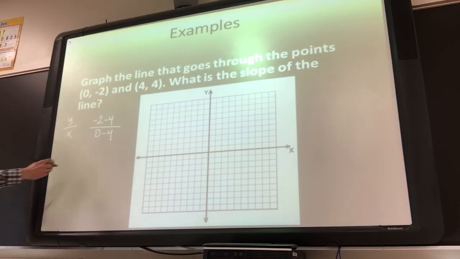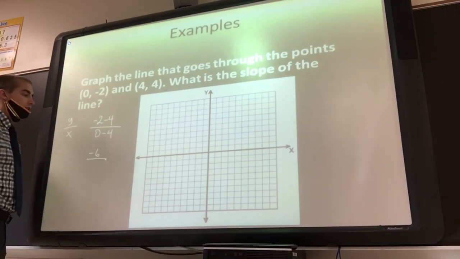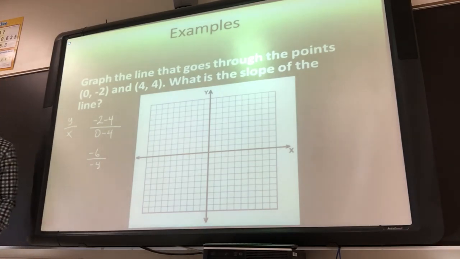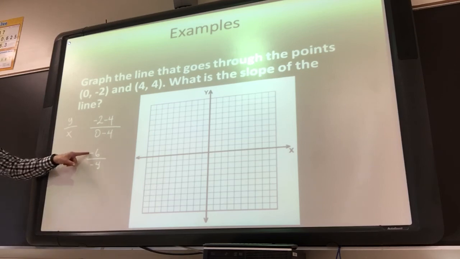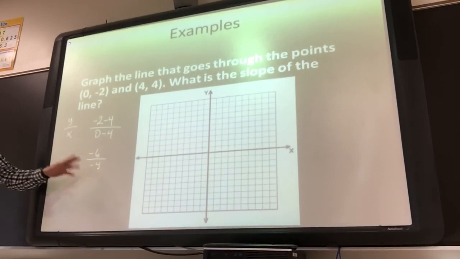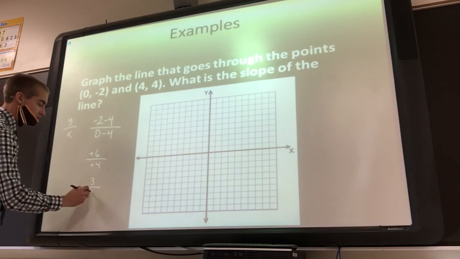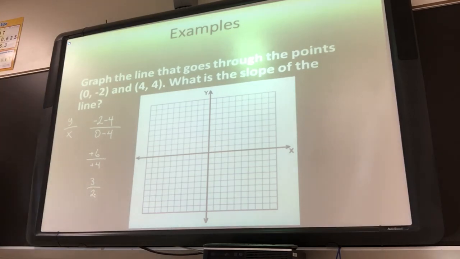So negative 2 minus 4 is negative 6. 0 minus 4 is negative 4. Do we need to simplify? Yes. Also, what can happen to the two negatives? What's a negative over a negative? It's a positive. So do we need the negatives? We can take them out. So we can make these both positives. And what can we divide 6 and 4 by? 2. That's going to get us positive 3 over 2. Remember, do we want to make that a mixed number? Slope, we keep it as an improper fraction. So it's going to stay at positive 3 over 2.